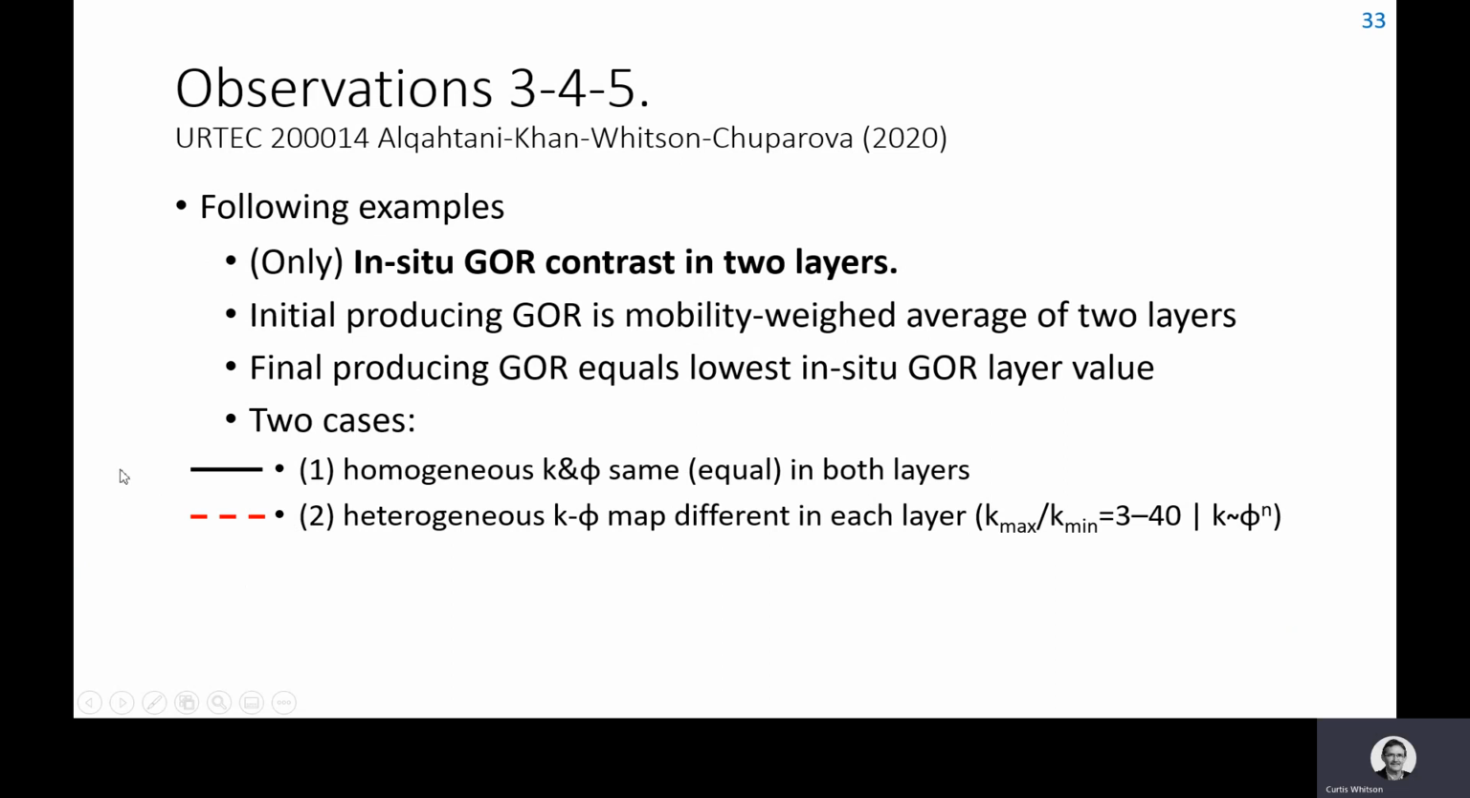Here are some examples from simulations that we ran. Now we're only looking at layers having contrasting GOR, so the layer petrophysical properties are identical. But we run two cases. We run one case with homogeneous constant K and phi, and the other based on averaging the heterogeneous map of K and phi for each layer. So those are the red, and the solid black is the homogeneous approximation.